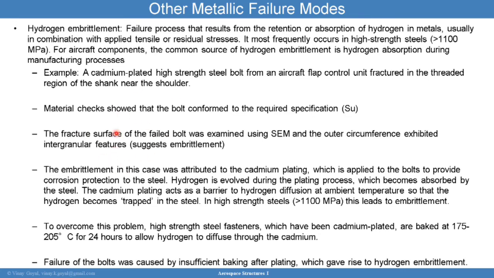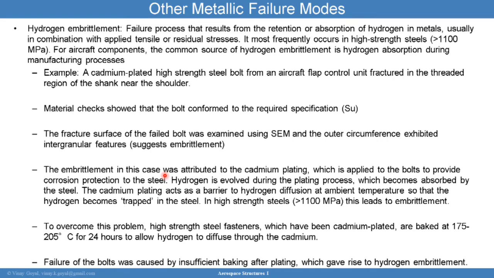The embrittlement process in this case was attributed to the cadmium plating, which is applied to the bolts to provide corrosion protection to the steel. So that's something that's done very often. So notice how we're trying to protect the material for one scenario, which in this case is corrosion, yet it is this very same protection that's been applied that causes another failure mode, which is hydrogen embrittlement. So hydrogen is evolved during the plating process. And in this situation, it became absorbed into the steel.